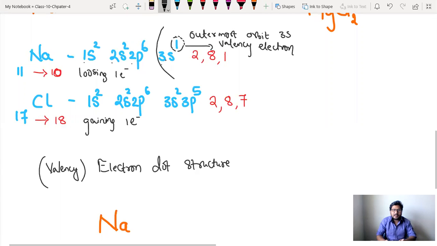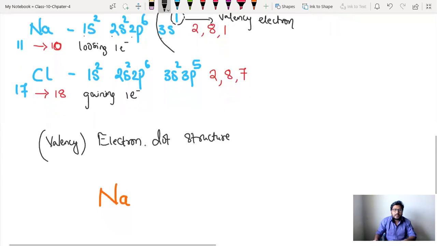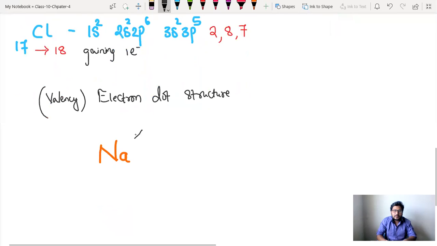Now, how many valence electrons do you have? 1. You have to represent 1 with 1 cross mark. That's it. Next, chlorine, symbol Cl. You have to draw the electron dot structure for chlorine. To write the electron dot structure, you have to take the valency or outermost electrons.